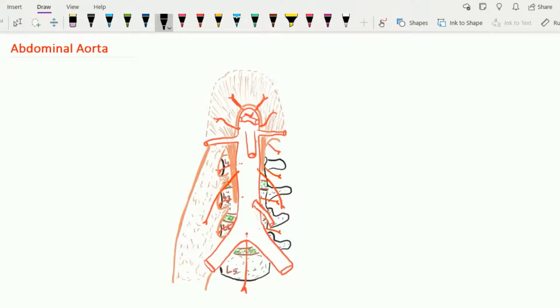Hello friends, let's see the anatomy of the abdominal aorta. This abdominal aorta begins as the continuation of the descending thoracic aorta at the aortic opening of the diaphragm. So this is the opening of the abdominal aorta, which lies at the level of the lower border of the T12 vertebrae.